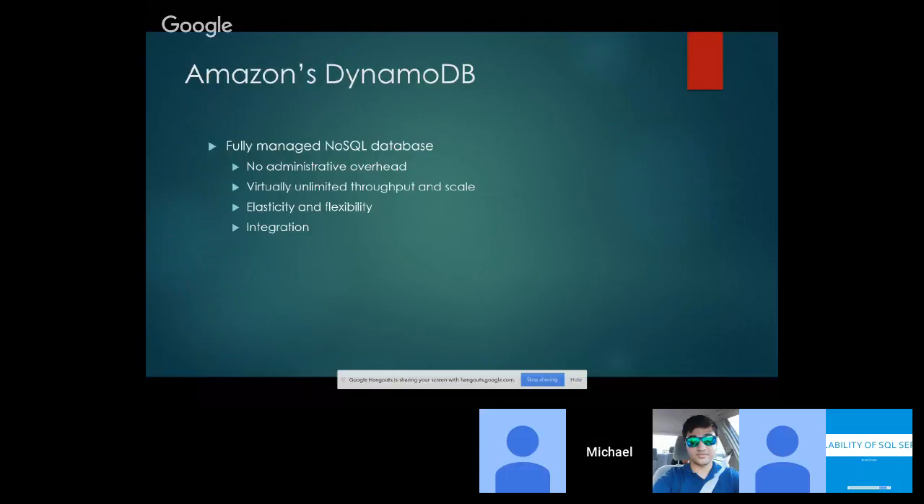When you look at Amazon's DynamoDB, the hosted solution, what it offers is a fully managed NoSQL database, where if it's hosted, there is no administrative overhead. It's virtually unlimited throughput and scale. It's more elastic as well as flexible, meaning if it's a subscription-based model, you could just pay for what you use as opposed to buying and having potential excess. And it easily integrates with other products within Amazon's lineup regarding NoSQL.